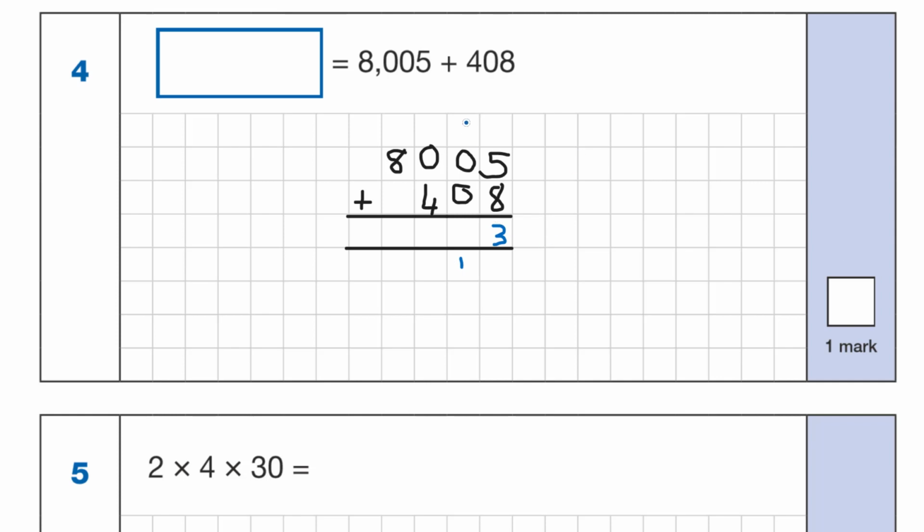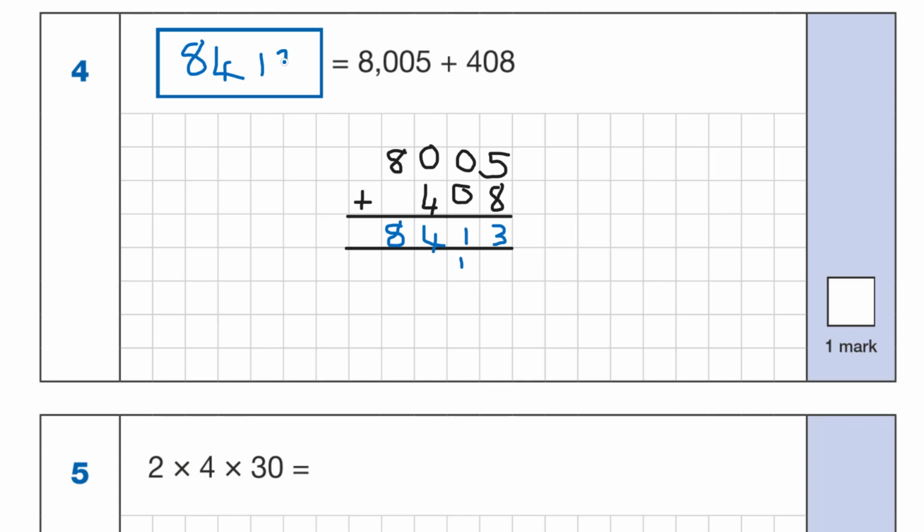Just made that a little bit neater. 0 and 0 is 0, but plus the 1 is 1. 0 and 4 is 4, and 8 plus nothing is 8. So 8,413. Of course, you could have calculated this mentally as well, because all you are adding is the 5 to 408. So you could have done that mentally as well.